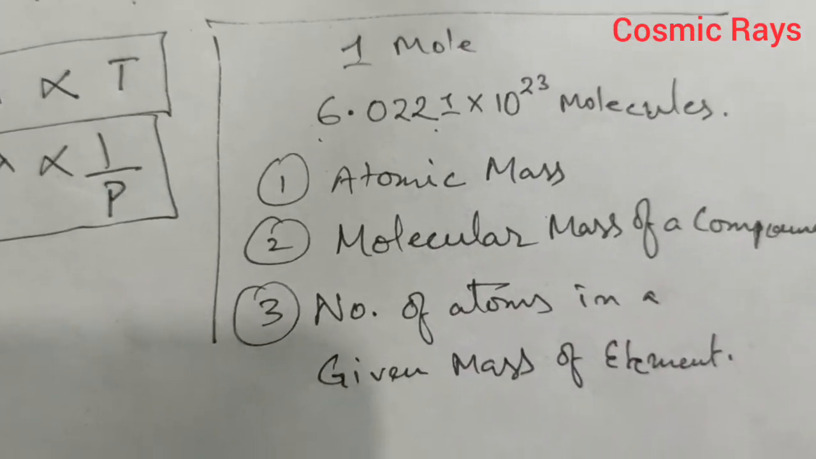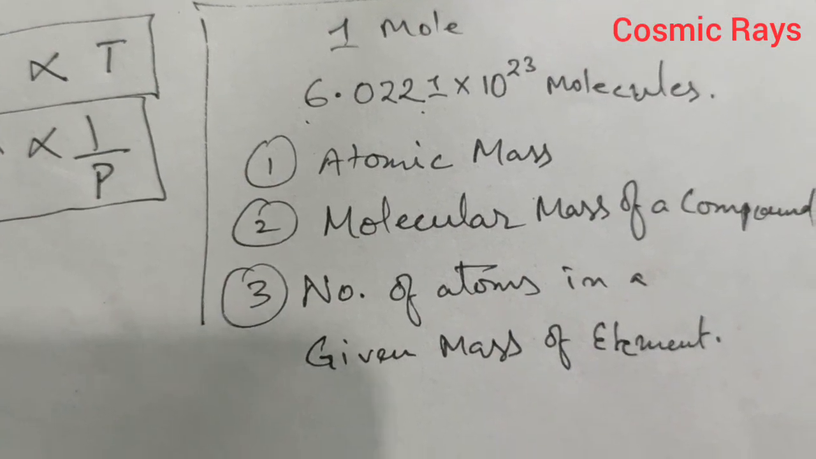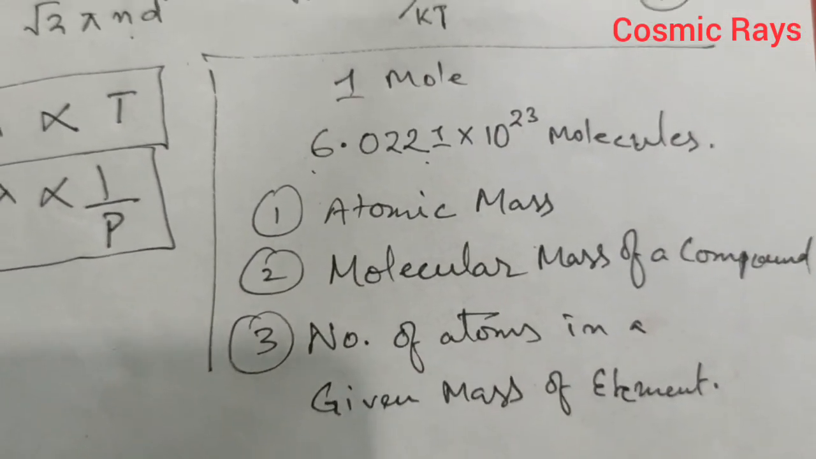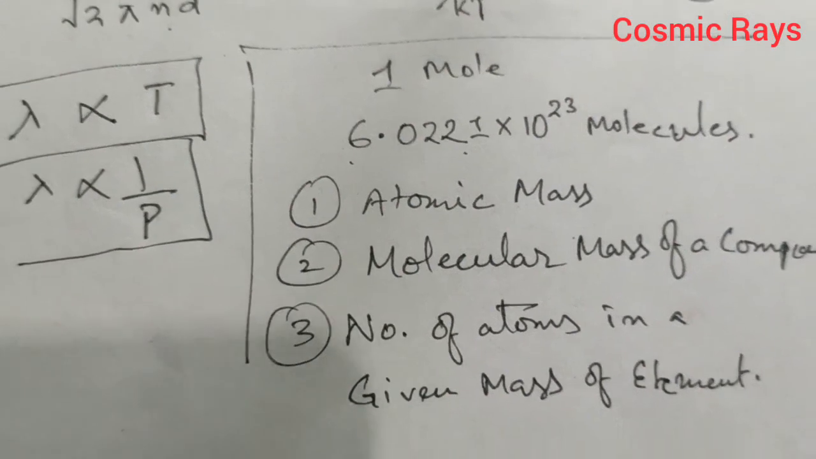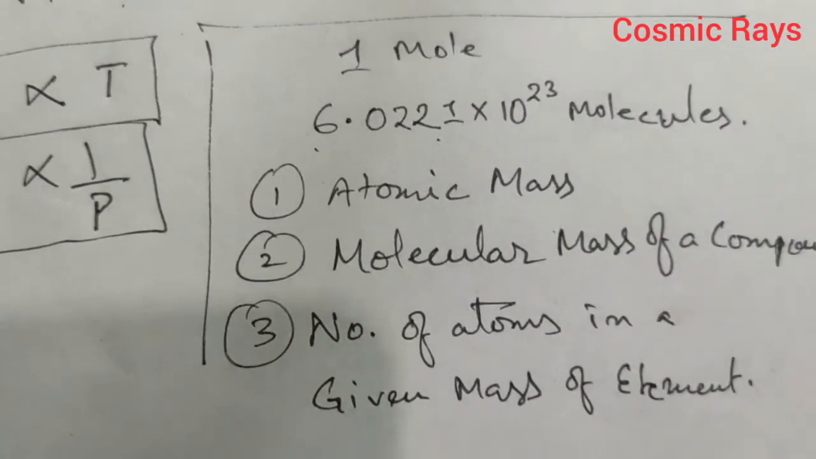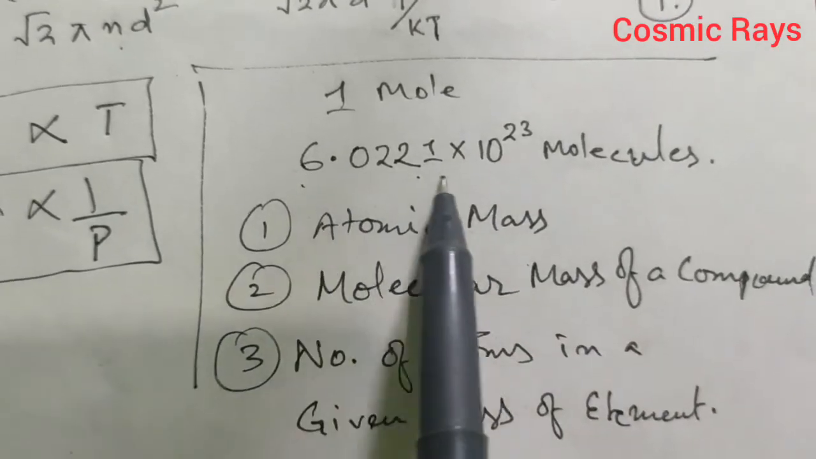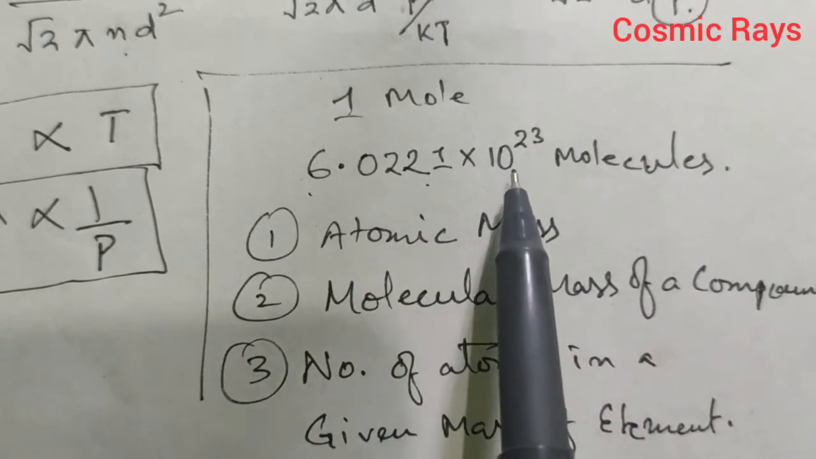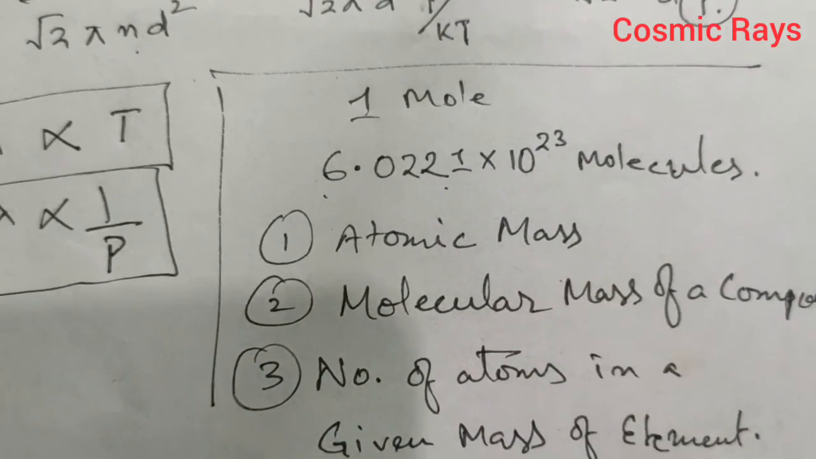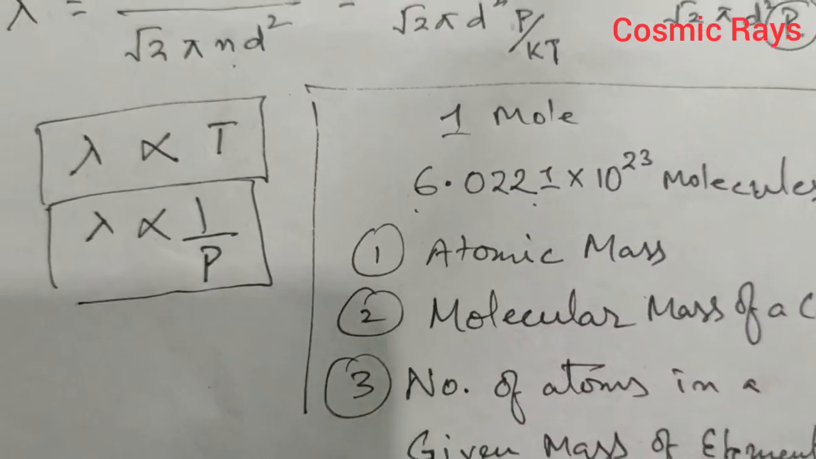And using the value of Avogadro's number we can also define 1 mole. So 1 mole of a substance can be defined as the mass of a substance which contains this much, that is 6.022 into 10 raised to the power 23 molecules. That's all in this AV.